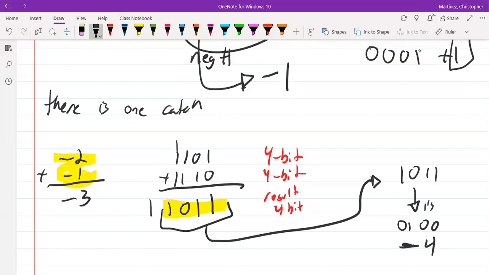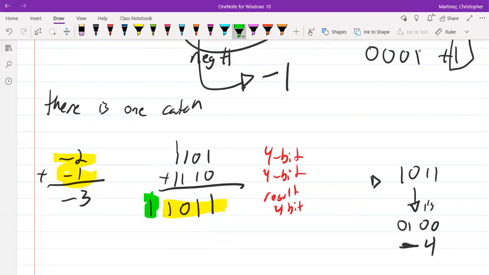Well, negative 4, that's not the correct result. The correct result we wanted was a negative 3. Well, we can easily fix this. How do we fix this? It ends up being that this carry becomes important. What we're going to do is take the carry and add it back into our answer.